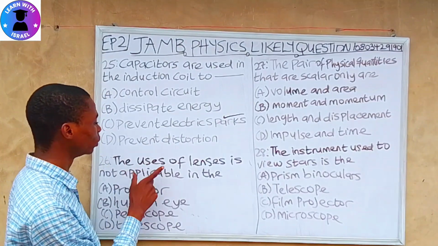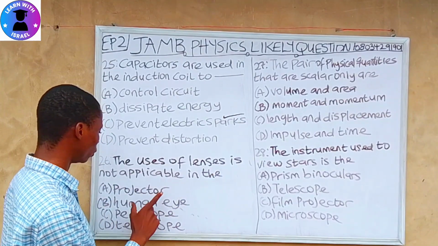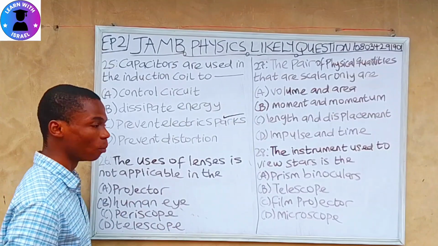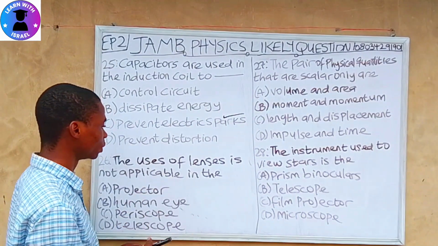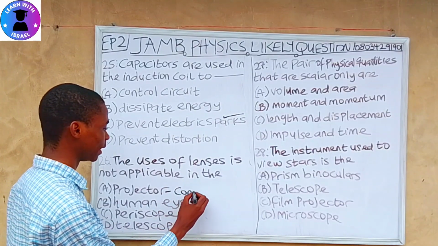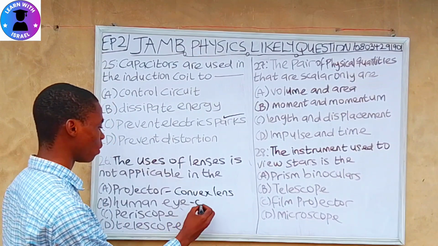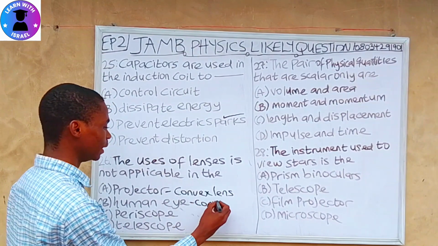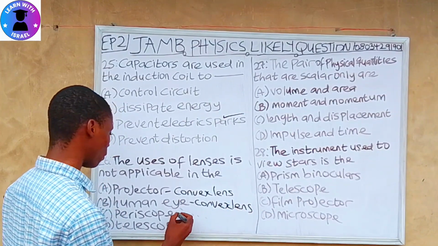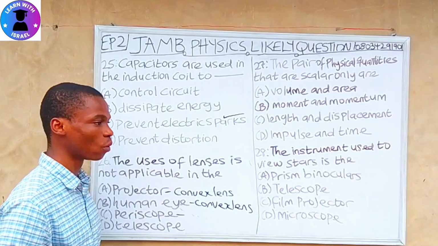Question 26. The use of lenses is not applicable in the: A. Projector, B. Human eye, C. Periscope, D. Telescope. So let's start from projector. The use of lenses is applicable to projector, and it is convex lenses. For human eye, it is also convex lenses. And for periscope, no. The use of lenses is not applicable in the periscope.